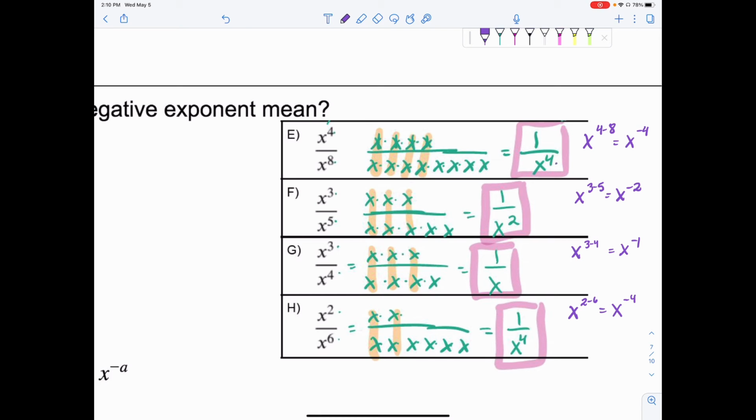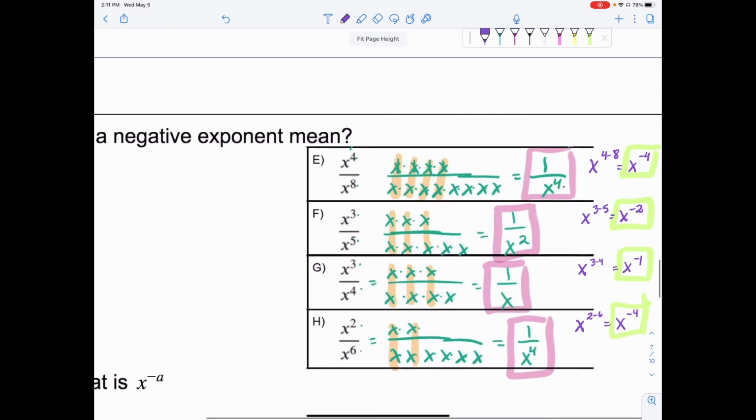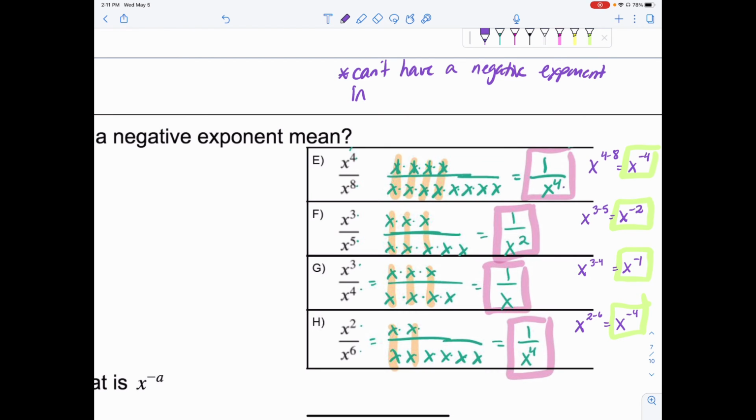So we see, if we were going to put x in the numerator, for all of these, we would end up with a negative exponent. However, in exponent land, this is an important piece, you should write this down. We can't have a negative exponent in a simplified answer. So if the instructions say simplify, then your final answer should not have any 0 powers, and there should be no negative exponent for that problem.